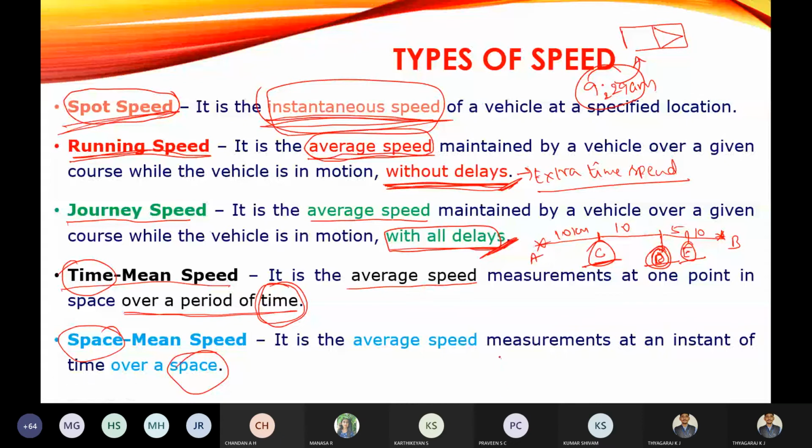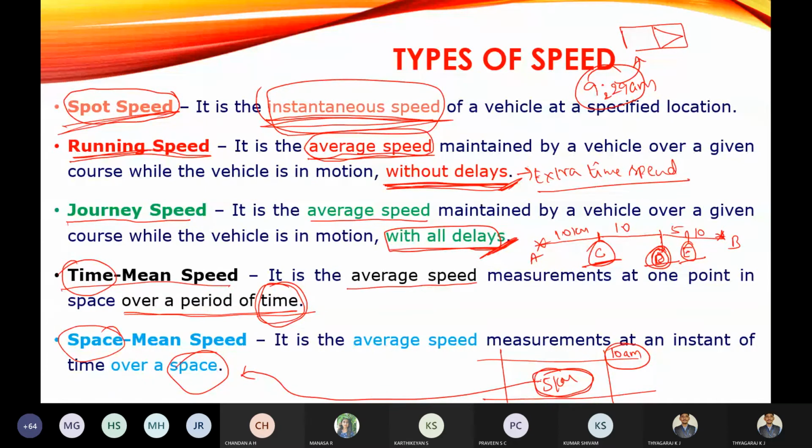For example, if you consider a road, I'll draw a road. Say this is a space of around 5 kilometers. The distance between these two is 5 kilometers. Within this 5 kilometers, what is the speed of the vehicles which are moving? That will be the space mean speed. For time mean speed, at this point, for example at 10 a.m., what is the speed of the vehicle? That we are going to calculate as time mean speed. You should remember these types of speeds.